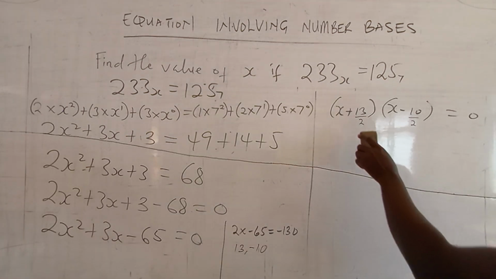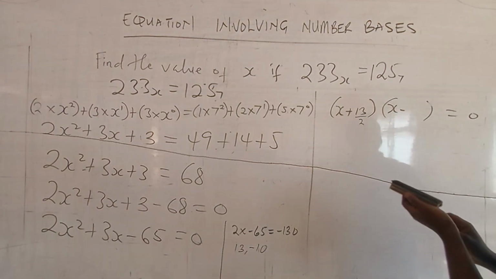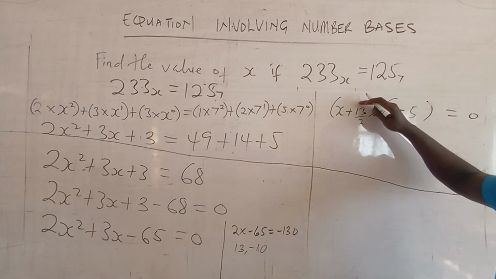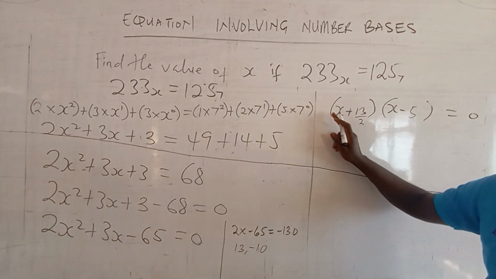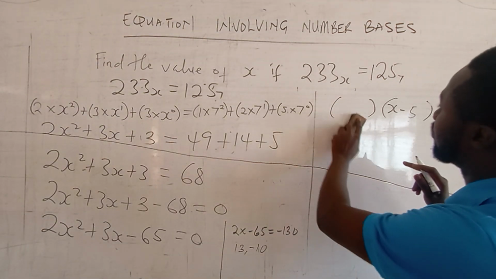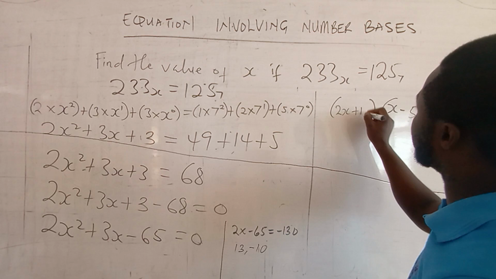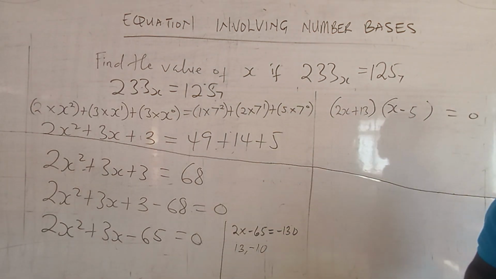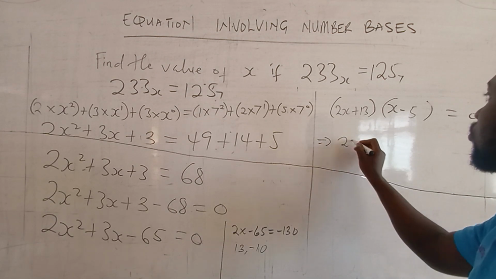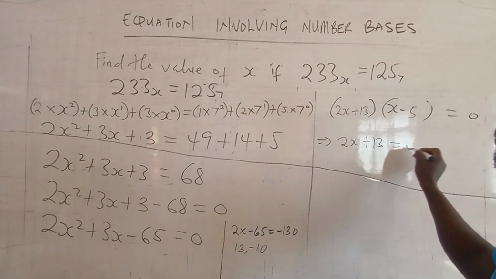Alright. So here, we are going to get here as what? 10 over 2 will give us 5. And then here, 13 over 2, we multiply the denominator by the x and then maintain the numerator. So it will give us 2x plus 13. I believe you get it because we have already learned this. Therefore, we will have 2x plus 13 equal to 0.